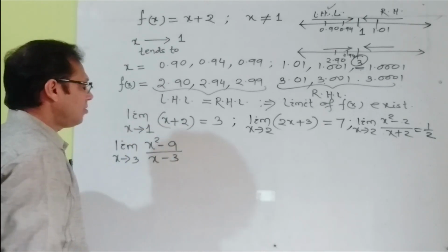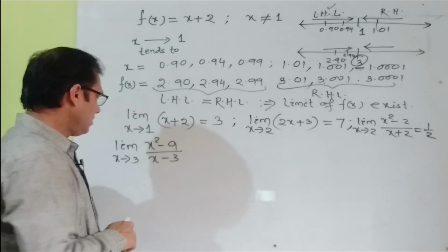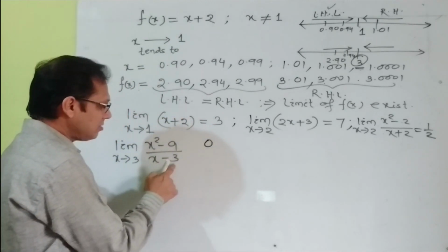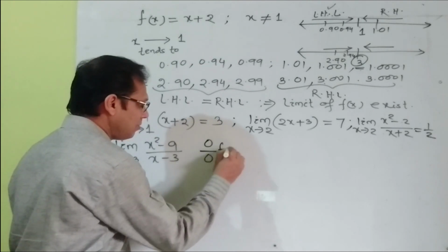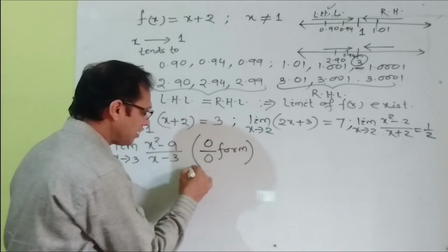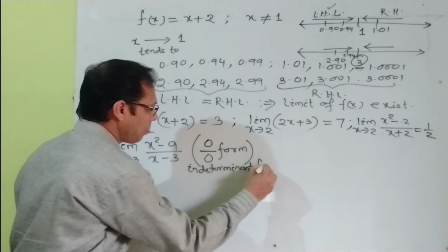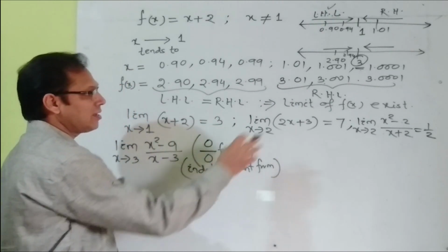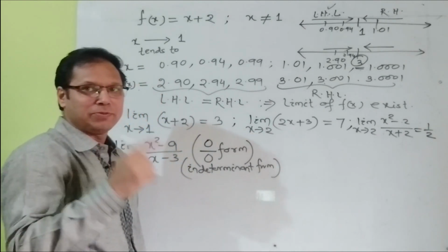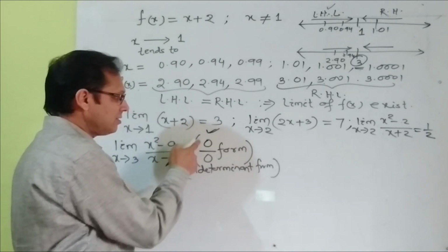Okay, if we take limit x tends to 3 of (x square minus 9) by (x minus 3), then what will happen? If x approaches 3, then 3 square is 9, 9 minus 9 is 0, and 3 minus 3 is 0. So this takes the 0 by 0 form. This form itself is known as the indeterminate form. There are so many indeterminate forms in the limit: infinity by infinity, 0 times infinity, 1 to the power infinity, infinity minus infinity. In today's episode we'll discuss only the 0 by 0 form.